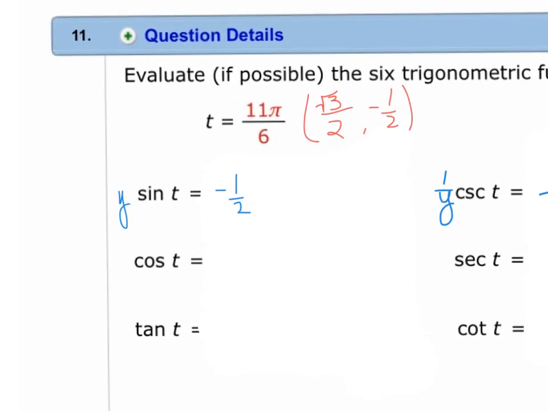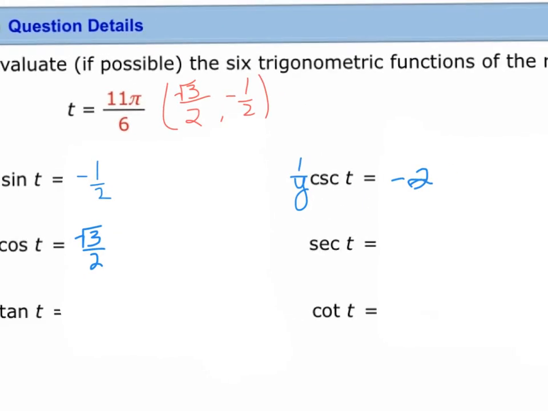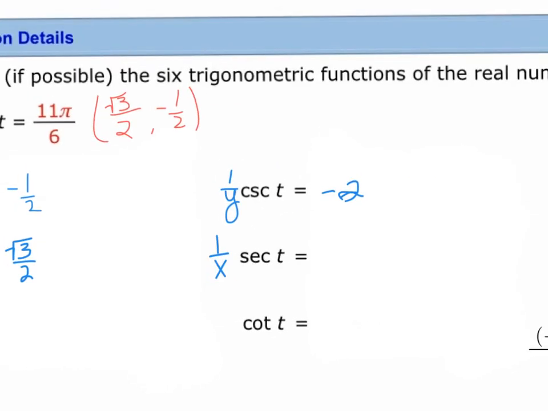What's my cosine? It's my x, so it's root 3 over 2. So my secant is 1 over x. So what do I do? 2 over root 3. Can't have it. 2 root 3 over 3. So I have 2 root 3, perfect, over 3.